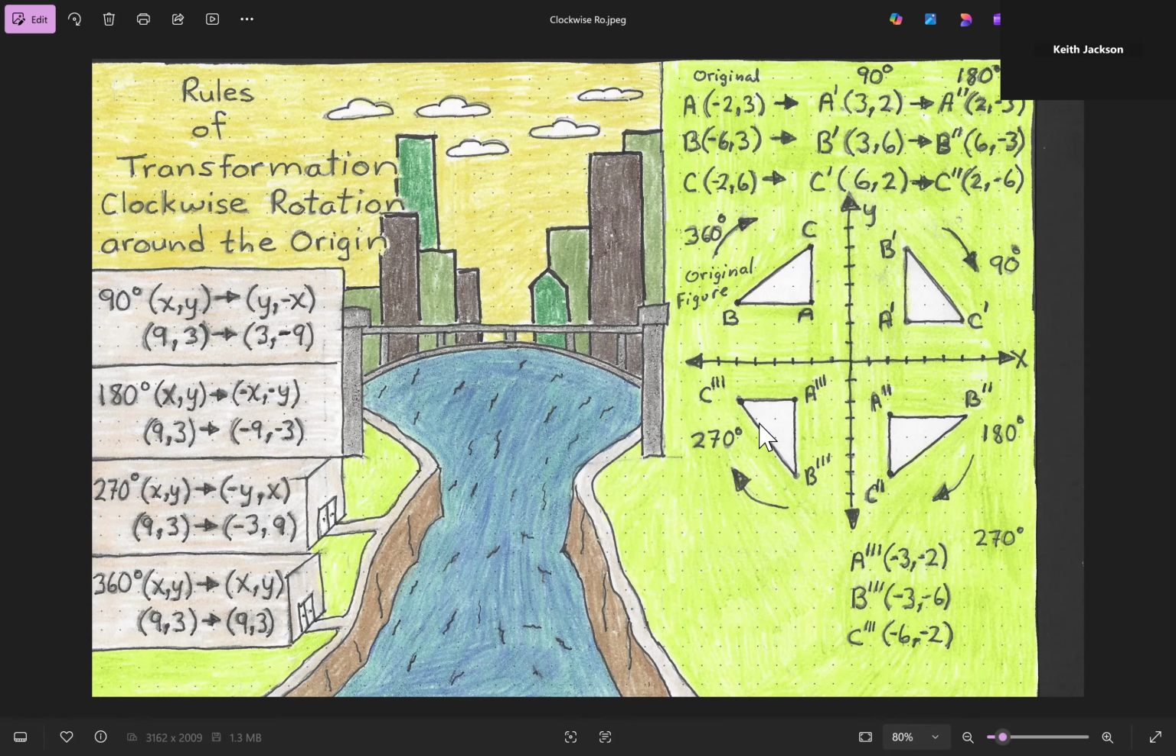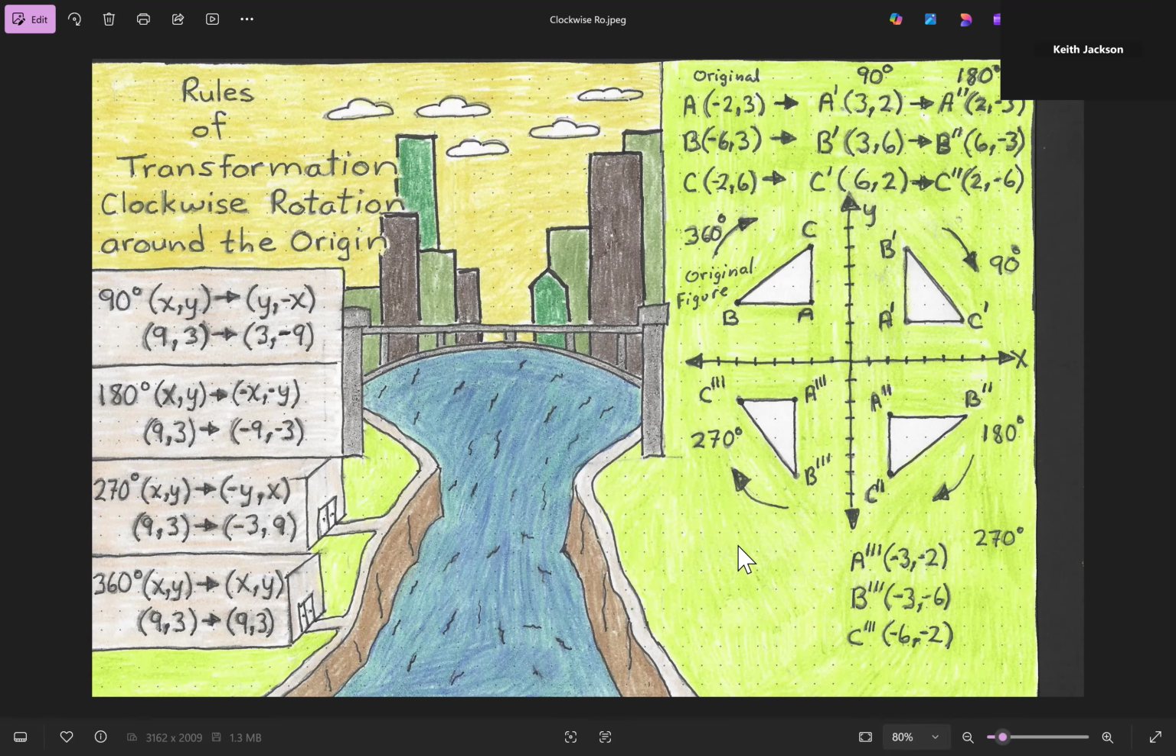Finally, we're just going to, again, move this figure clockwise around the origin, as you can see with these arrows right here. And so when we do that, A transforms to A triple prime, negative 3, negative 2 that you see right here. B becomes B triple prime, which has a negative 3, negative 6 that you see right here for B. And C would turn into C triple prime, which would be a negative 6, negative 2 that you see right here. And notice how this is rotating clockwise around the origin of this coordinate plane.